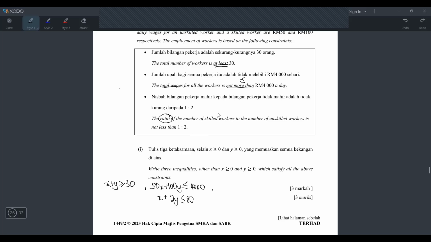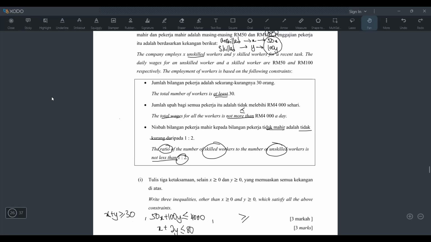So how do you write it? The ratio of skilled to unskilled is not less than 1:2. We all know not less than means bigger than or equal to, because tidak kurang means more than or equal to. And the ratio, as I mentioned before, can change to a fraction. Skilled is Y, unskilled is X, so the ratio Y to X is Y over X, bigger than or equal to 1:2.